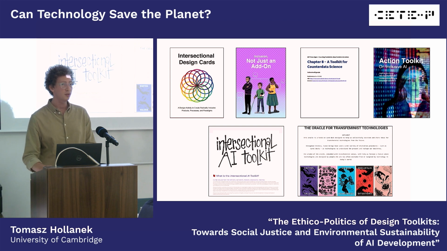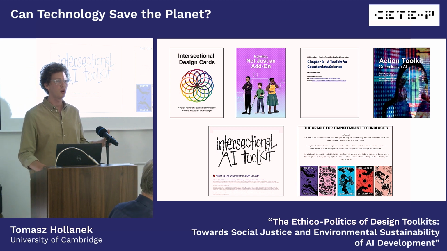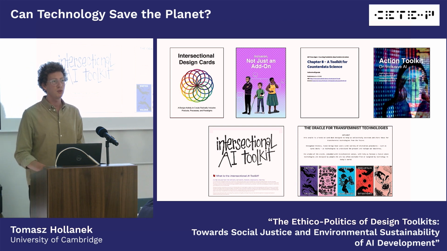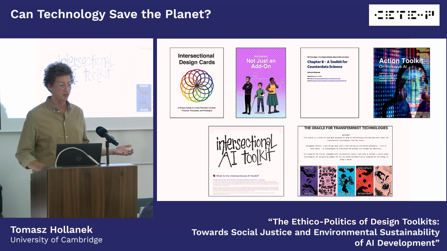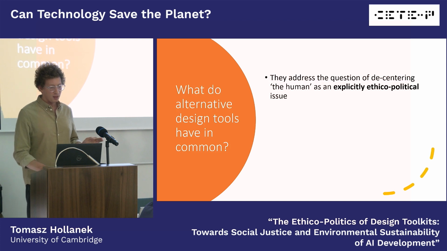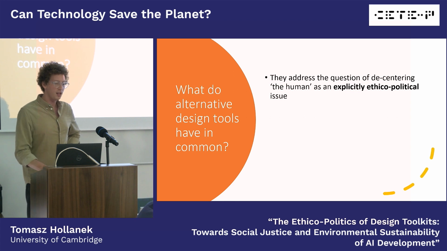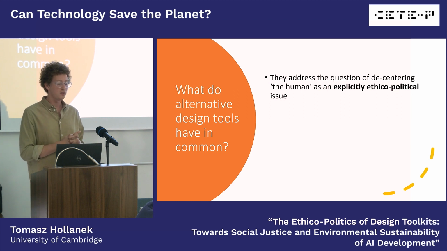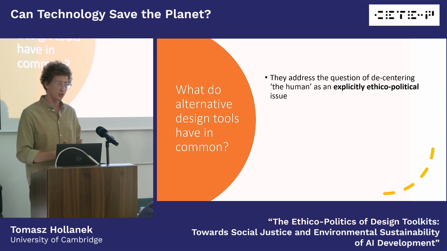So I would have more to say about various types of toolkits that are out there. There are many, many more. I focus here on more than human design toolkits, but there are many similar ones that focus on the idea of intersectionality. So very briefly, because I have to wrap up, what do they have in common, these alternative toolkits? I think the most important thing to take away from this review is that they address the question of decentering the human in design as an explicitly ethico-political issue.